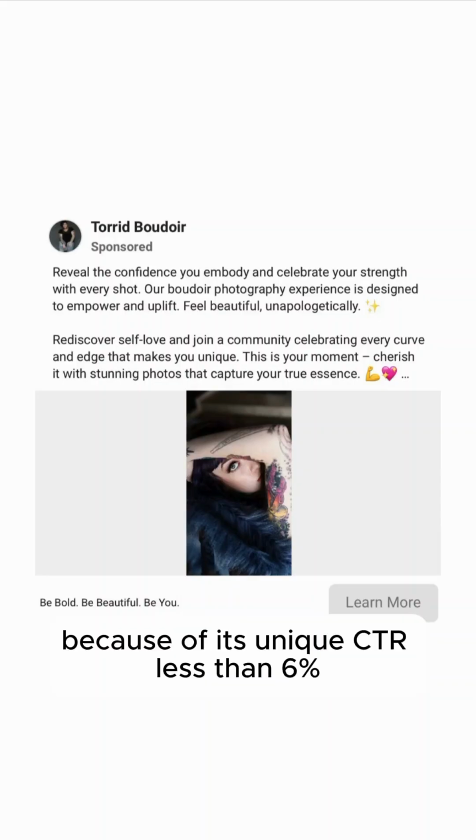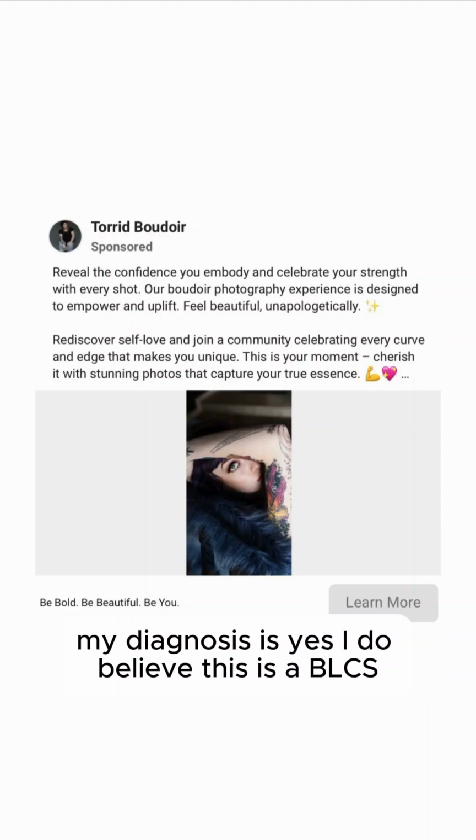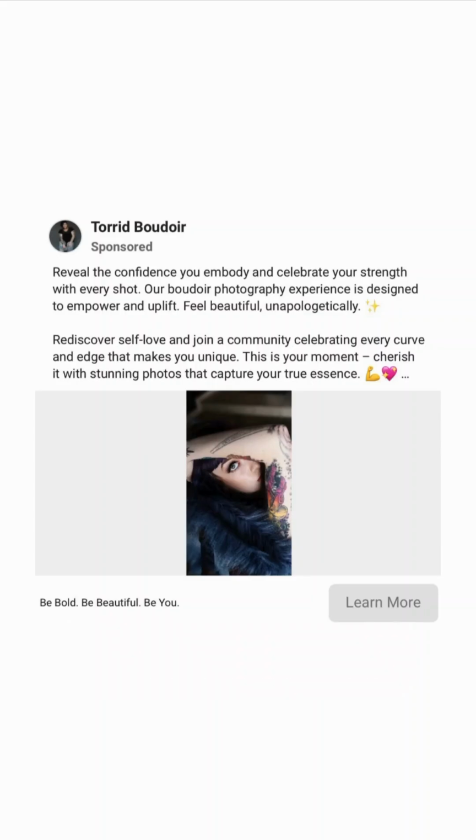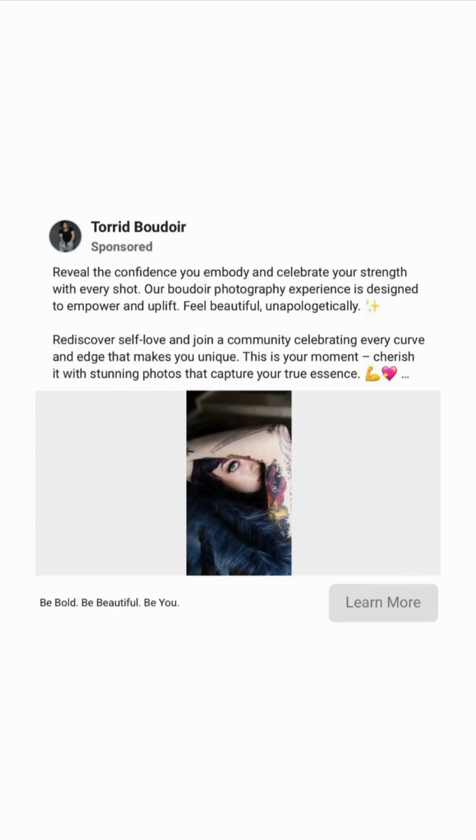So, do I believe this Boudoir Facebook ad has BLCS, Boudoir low click syndrome, because of its unique CTR all less than 6%? I'm going to say yes. My diagnosis says yes. I do believe this is a Boudoir Facebook ad with Boudoir low click syndrome.